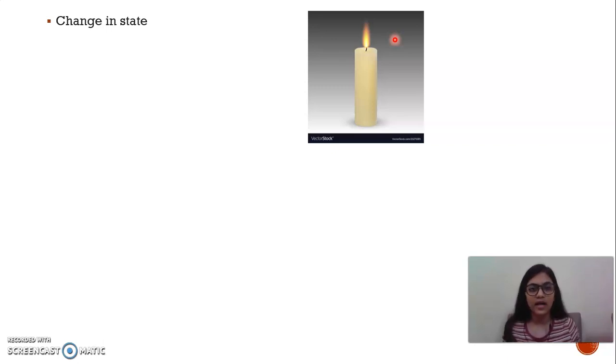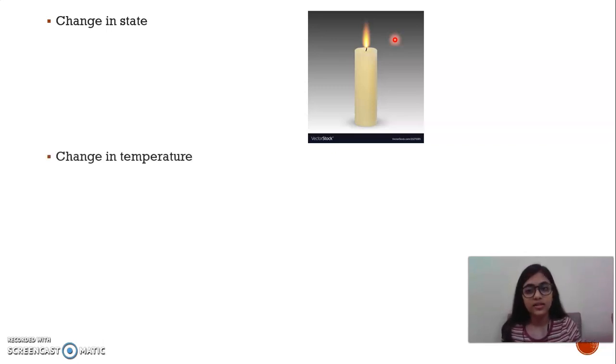Over the course of the reaction, we can see that there is a change in state from the reactants, which are solid and liquid, to the products, which are gases. And since there has been a change in state over the course of the reaction, we can conclude that a chemical reaction has taken place.